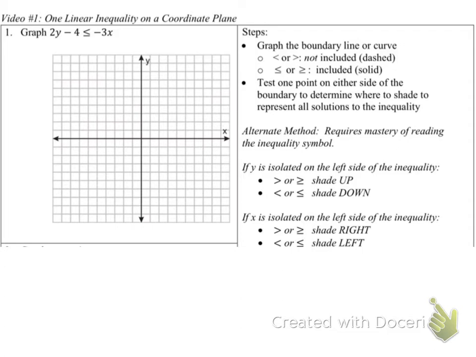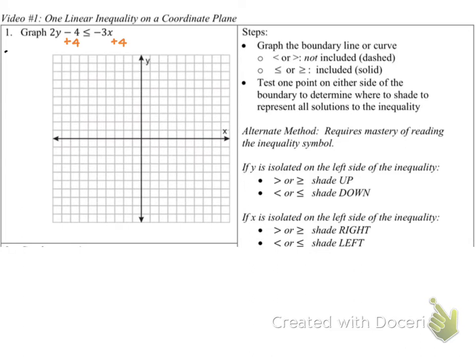The first thing I need to do is graph the boundary itself. Looking at this inequality, I don't have the y isolated by itself, so I want the y by itself. I'm going to leave it as an equal sign for now, because we did practice flipping the inequality symbol when it's necessary. I'm going to add the 4 to both sides to get the y by itself, and put my work down the side here.